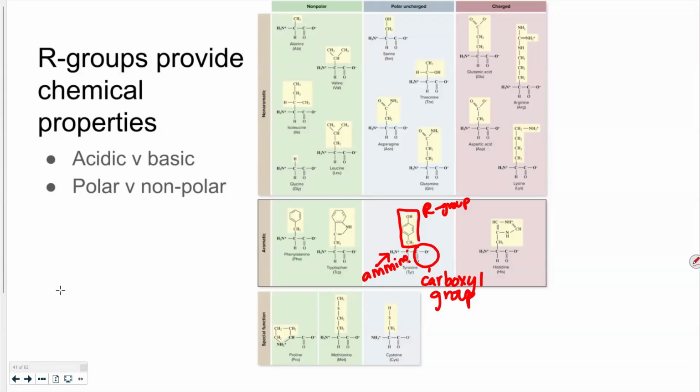Let's look at alanine because he's just a wee little lad. Here's our amino group. Here's our carboxyl. Here's our R group. It's just a carbon with 3 hydrogens on it.